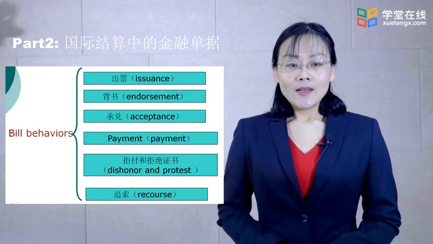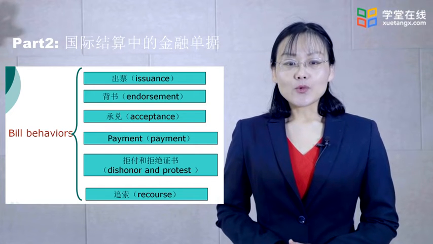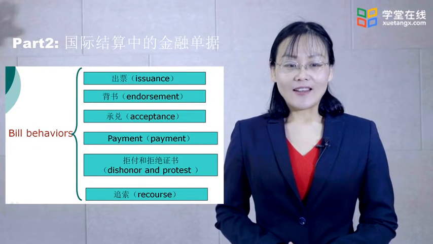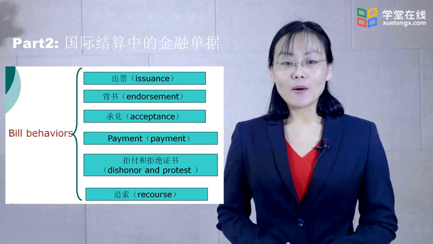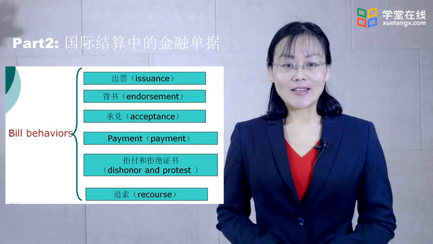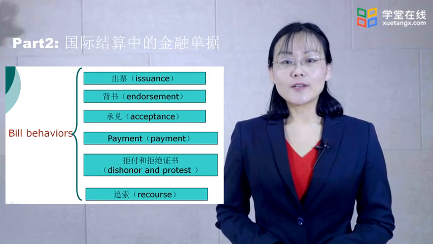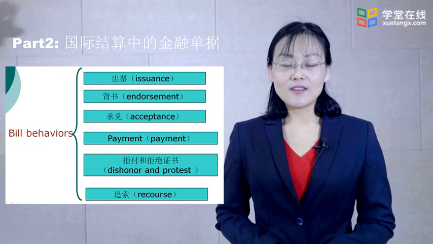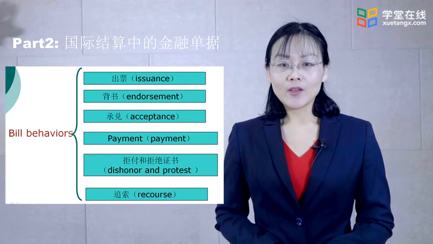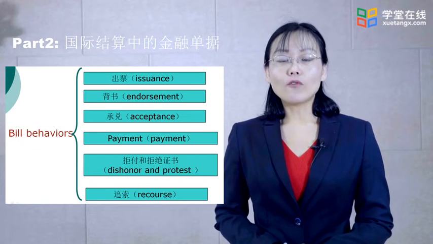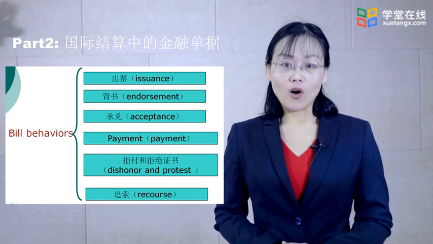Protest is a written statement under seal, drawn up and signed by a notary public or other authorized person for the purpose of giving evidence that a bill of exchange has been presented by him for acceptance or for payment, but dishonored.